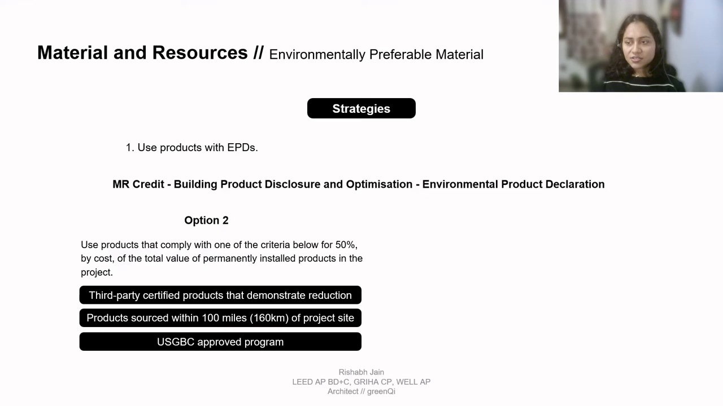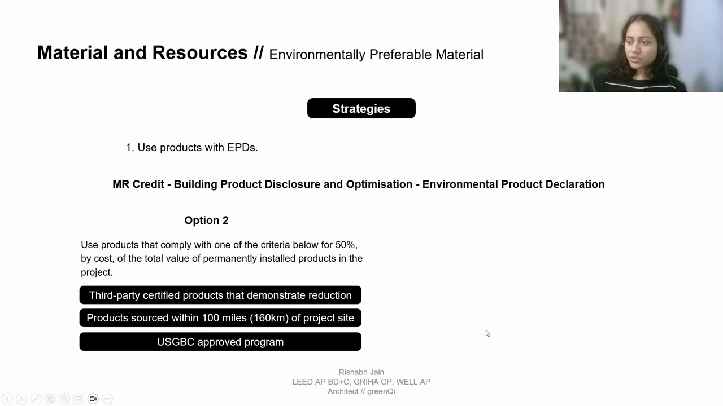Now option 2 in this credit talks about using products that comply with any of the criteria. Option 1 was based on the number of products, but option 2 is based on the cost of the product, the percentage of cost. This option also goes beyond EPD. EPD is just declaring that this is my ingredient, this is my environmental impact. But in option 2, they are asking for products that actually are reducing their impact, or that have a plan of reducing impact. That's an enhanced, forward approach.